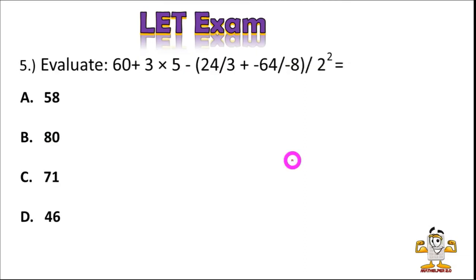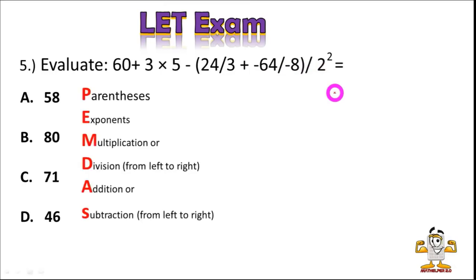Number 5. Evaluate 60 plus 3 times 5 minus the quantity 24 divided by 3 plus negative 64 divided by negative 8 divided by 2 squared. So, the first thing to do is follow po tayo ng PEMDAS rule. So, parentheses, exponent, multiplication and division from left to right, addition or subtraction from left to right.